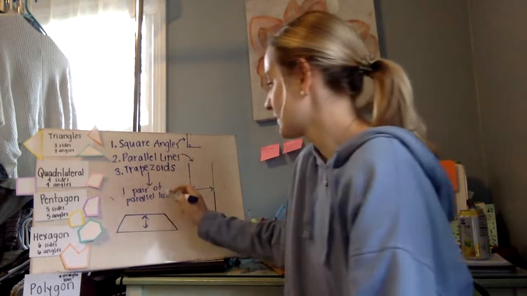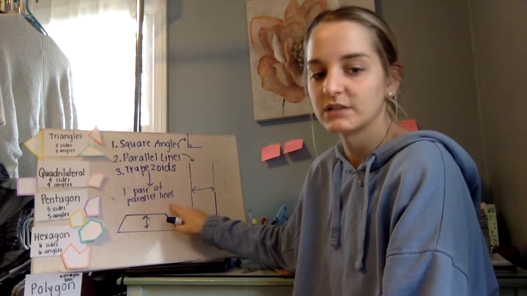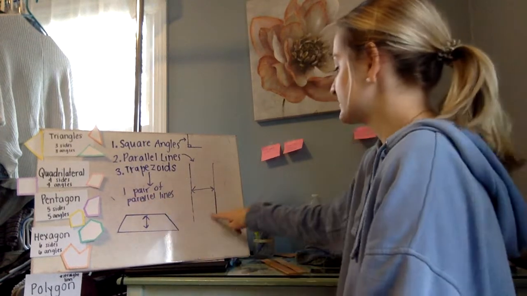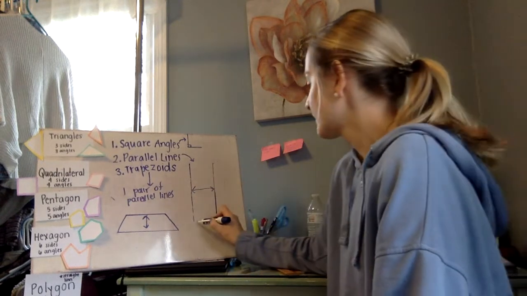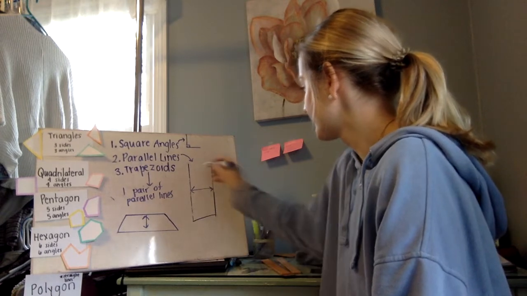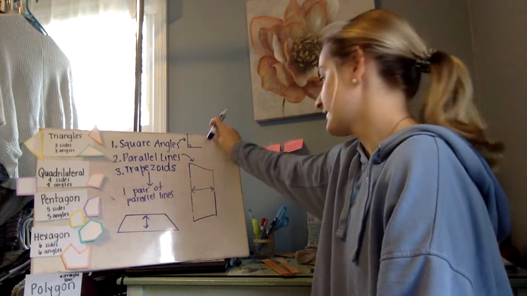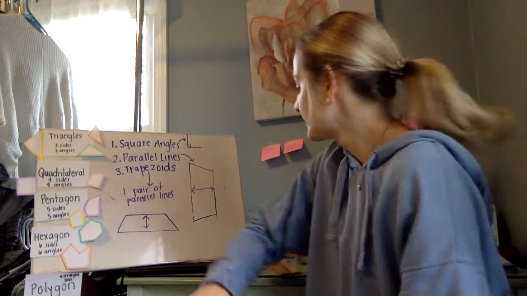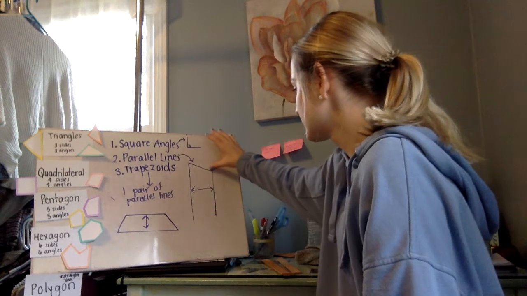So, trapezoids have one pair of parallel lines. So, let's use this example. Here is one pair of parallel lines. So, I can just draw a line here and a line here. I'm going to erase this. And again, I have a trapezoid because it just has one pair of parallel lines.